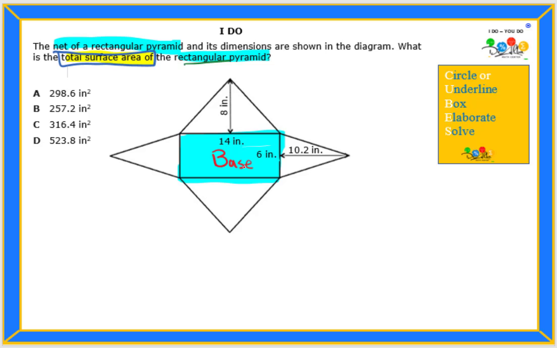Now let's look at the triangles. Do all the triangles look congruent to you? No, we have two different pairs of triangles. I have two larger triangles, and we have two smaller triangles.